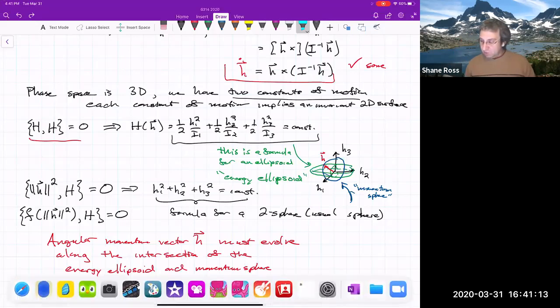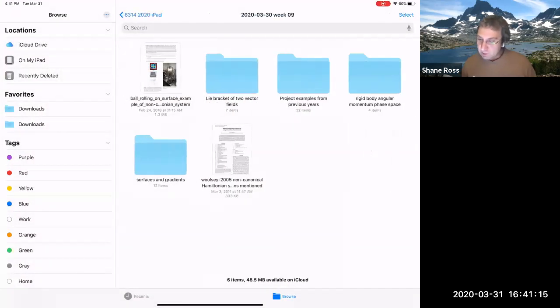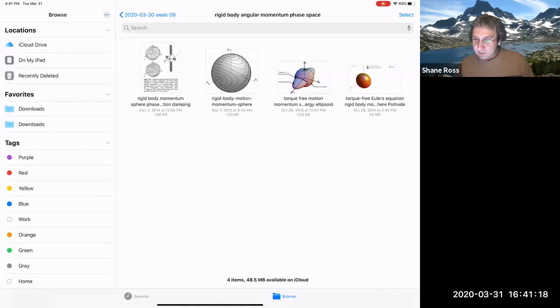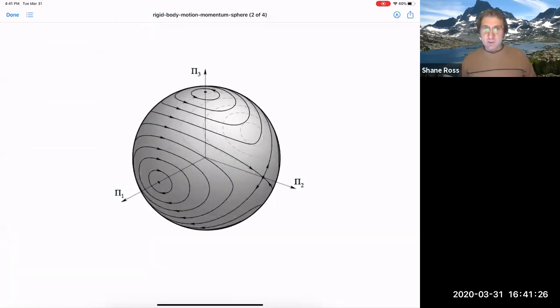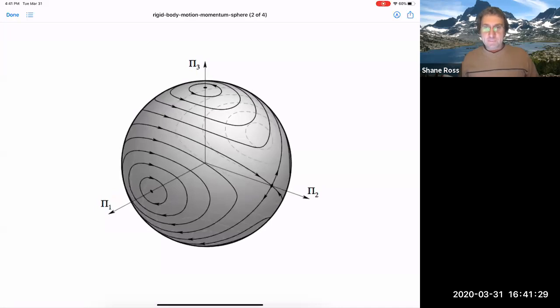In fact, if I can get this video to show something, maybe we can see it. This kind of gives the idea. Here this is showing the energy. Here, gamma 1, gamma 2, and gamma 3 are just the three components of H, so it's H1, H2, and H3. We're showing the momentum sphere and the intersection of the momentum sphere with different sizes of the energy ellipsoid. And this shows the path that the H vector must travel on.